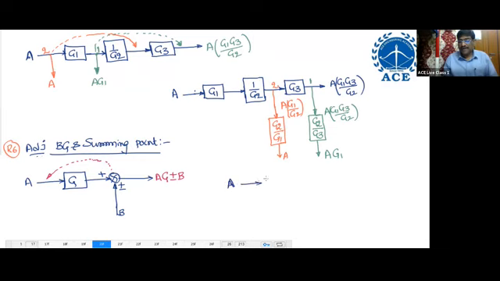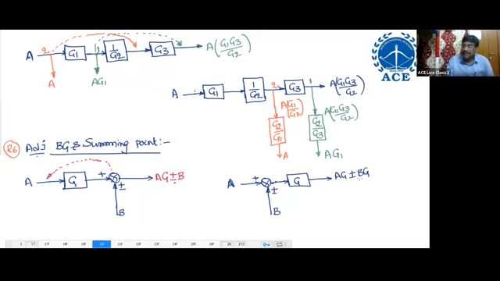Here summing point, plus R minus B. Here G. So what you are getting? Tell, what is the output? A plus R minus into G means AG plus R minus BG we are getting. But what do you want? AG plus R minus B only. That means the G should be cancelled.